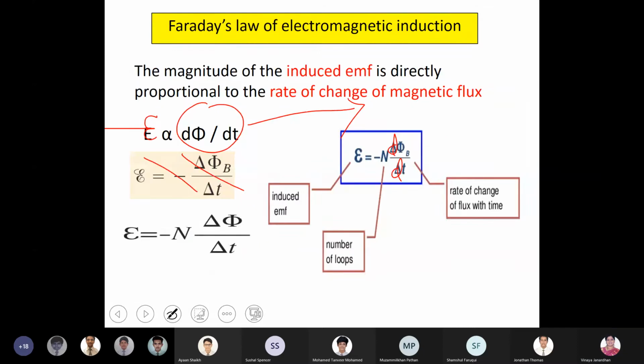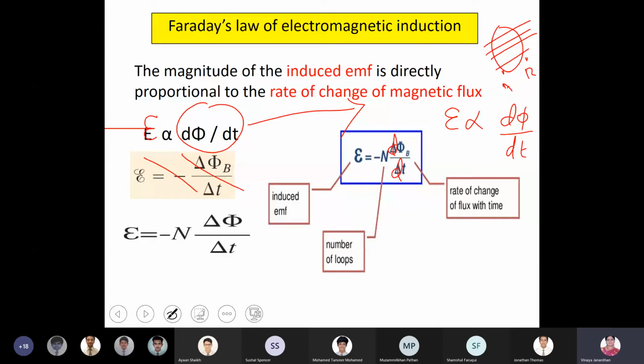Yes, ma'am. Get this. The magnitude of the induced EMF is directly proportional to the rate of change of magnetic flux. So an EMF is induced means what? One end of the coil will be at high potential, the other end of the coil will be at low potential. Now this EMF is directly proportional to the rate of change of flux. How fast your flux is going to change, how fast the number of field lines passing through the coil is going to change.